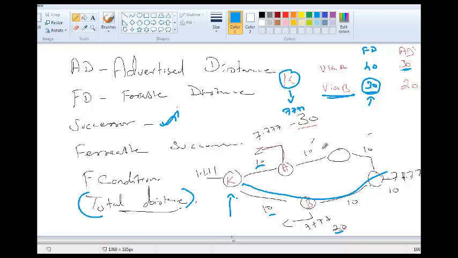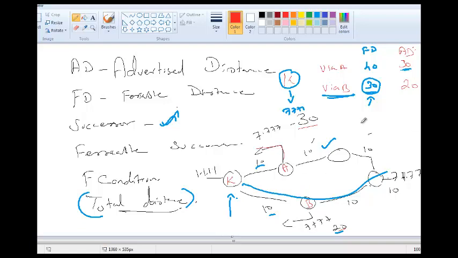Whether to use this route as the backup route or not, whether to use this in the topology table or not. Even though there is a route, it may not be seen in the topology table sometimes. Why? It needs to satisfy something called the feasibility condition.